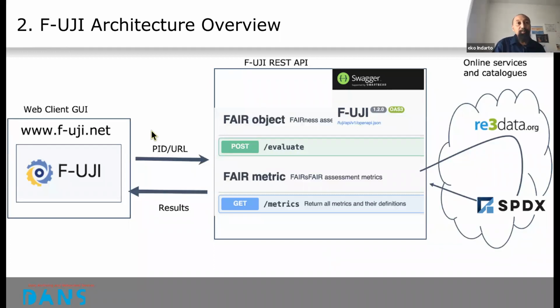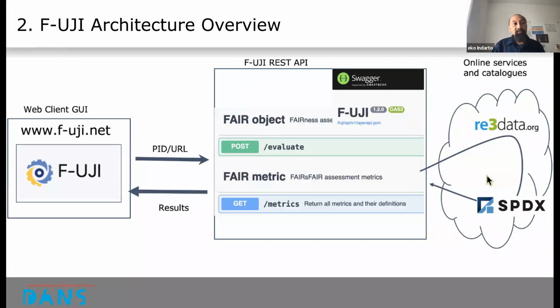Here, you can see two main components that F-UJI is made up of. The graphical user interface, which is a website, and the REST API that performs the actual FAIR assessment. It is an OpenAPI Swagger implementation. It has two endpoints. Evaluate, which performs the assessment, and metrics, an endpoint to retrieve the metrics. Also, the outside world or internet is visible as a third component. This is where online services such as DataCite and online catalogs live.